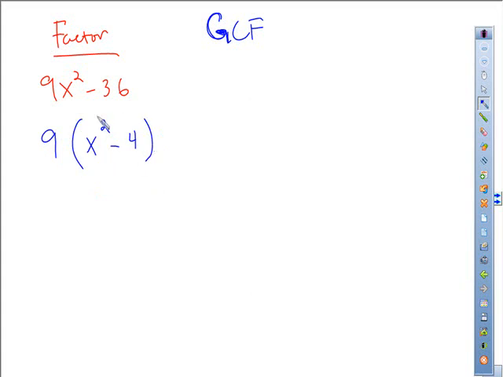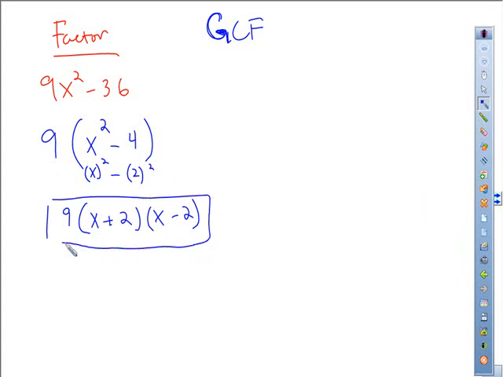Then you have to recognize, wait, this looks like a difference of squares. So how do we get x squared? Well, that looks like x to the second power. How do we get 4? That's 2 squared, or 2 to the second power. So when we factor this, it's going to be x plus 2 and x minus 2. And don't forget your GCF, which is 9. Alright, so this is the problem factored out completely. Okay? Let's try another one real quick.